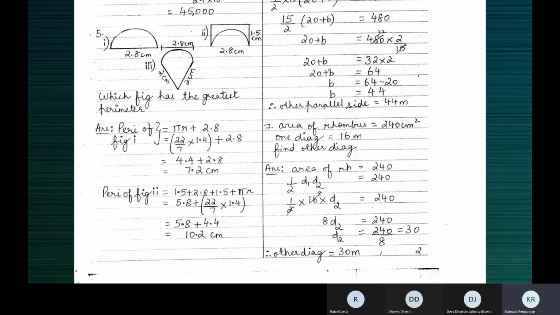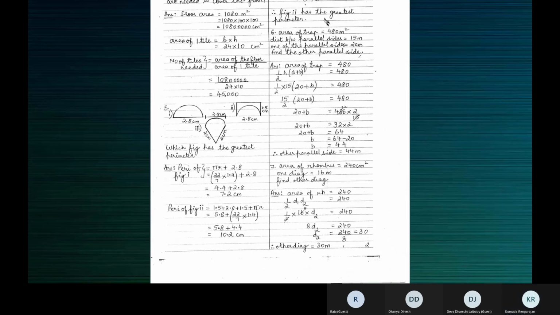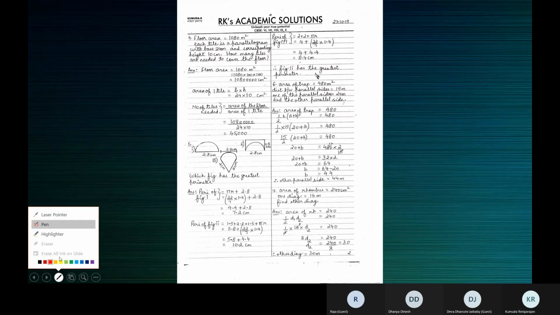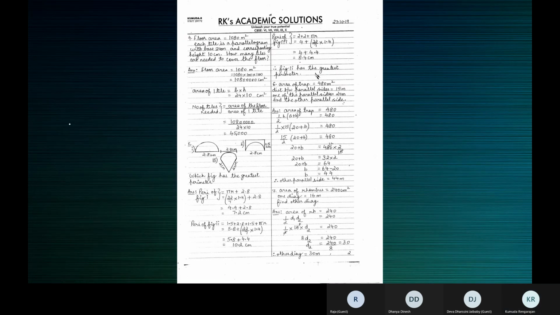So now I think by now you're clear about the perimeter. Let me ask you certain questions to make sure that you understood clearly. Now, this is a semicircle. What is the length of this arc? Meaning, tell me the expression that is to be used to find the length of this arc. Pi r. Pi r, very good.